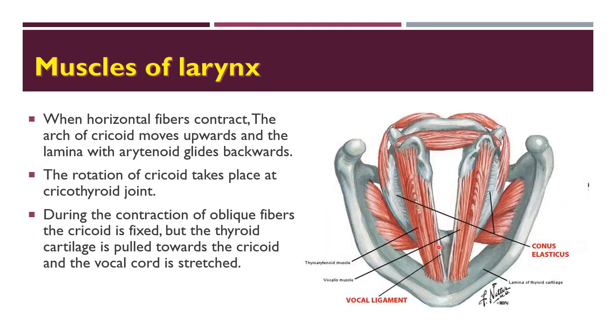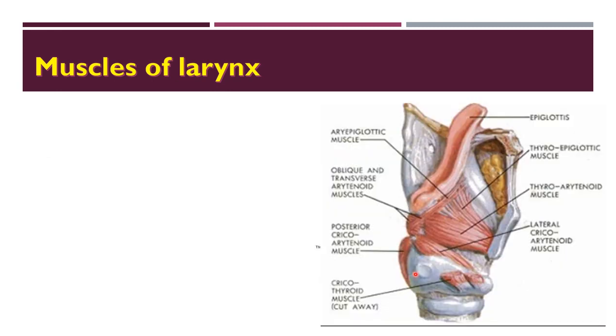So here you are able to see the vocal ligament and the vocal process. Lateral to the vocal ligament you are able to see the vocalis muscle. So that also assists in tensing the vocal cords. Because the vocalis also helps in relaxing the vocal cord, that we will see in the next part. The next muscle which we are going to see is the relaxer of the vocal cord.